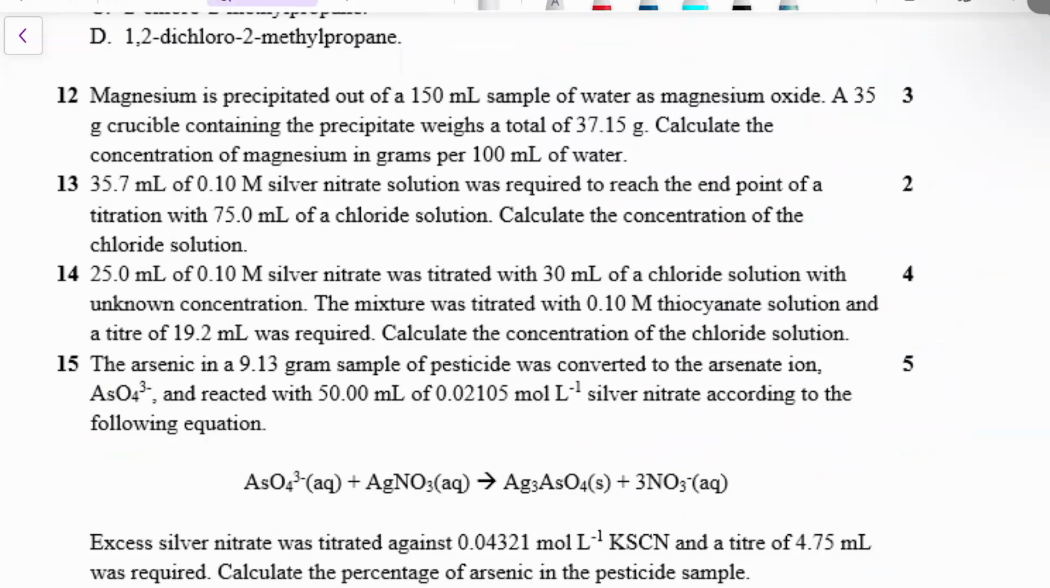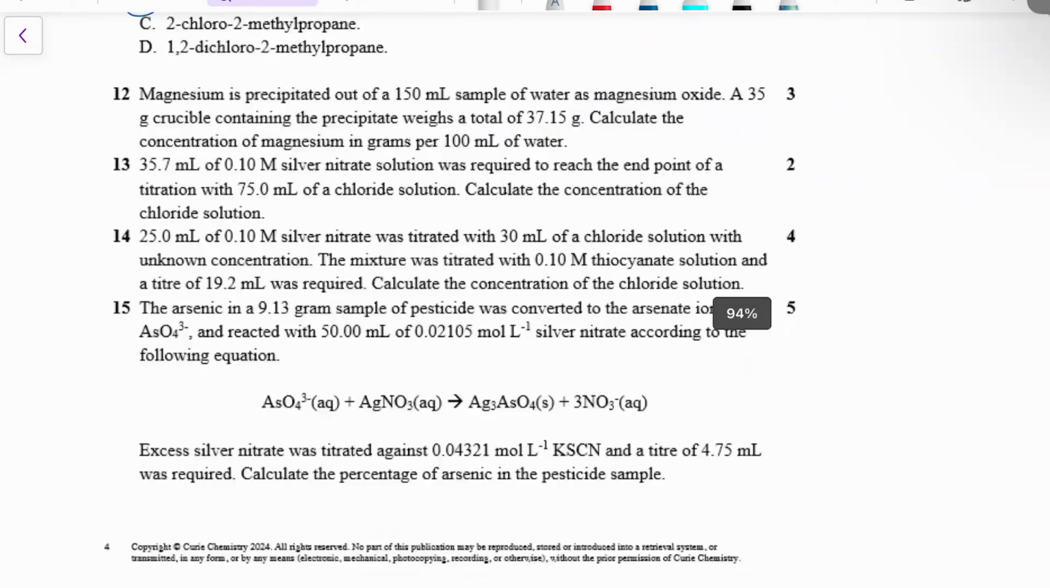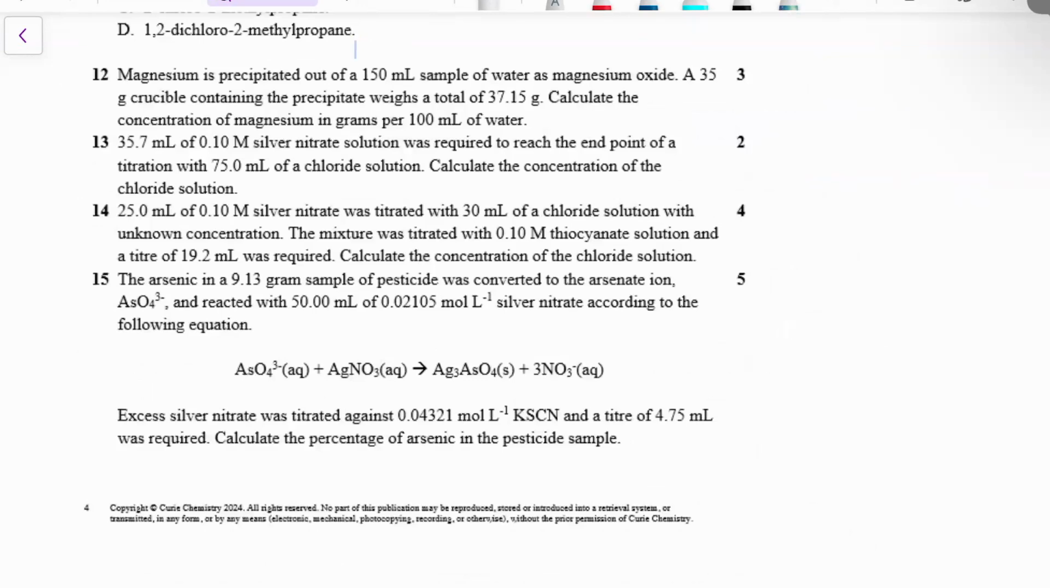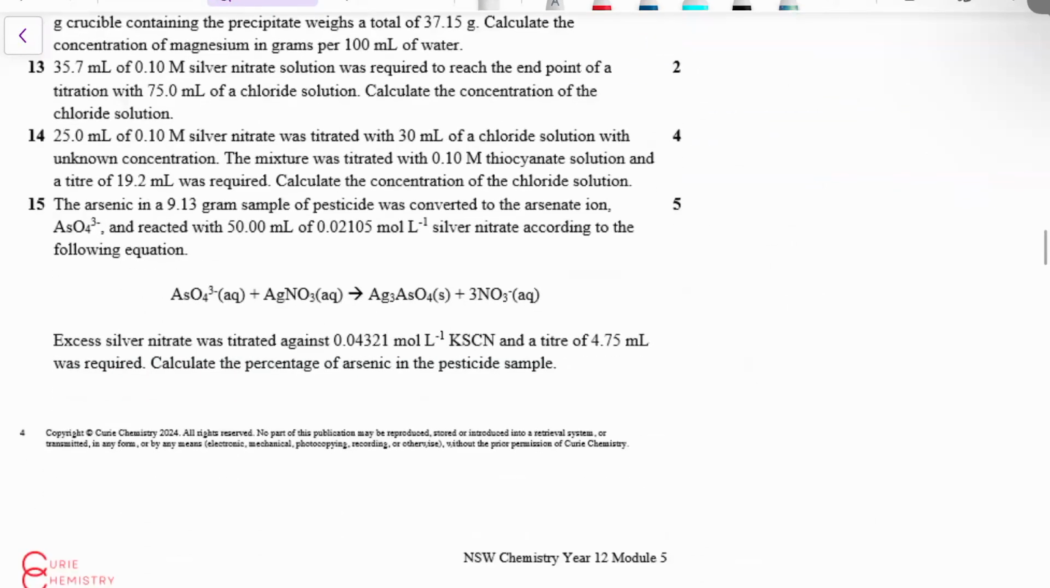This is a titration question, but the chemicals they've given you aren't acid bases. They are ionic compounds. So this is how we know it's a module 8 precipitation titration, not a module 6 acid-base titration. But all of the steps are the same. You're just writing a different equation. Only two chemicals here, so you can only write one equation. That has to be a direct titration. There's no word excess, so it's not a back titration. So I'm just writing one equation.